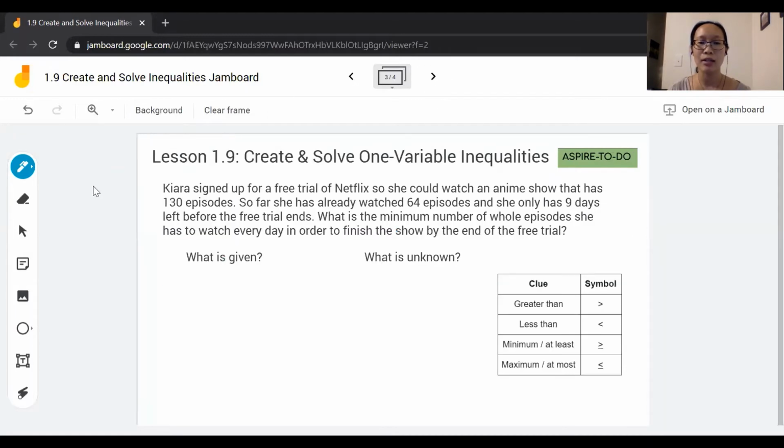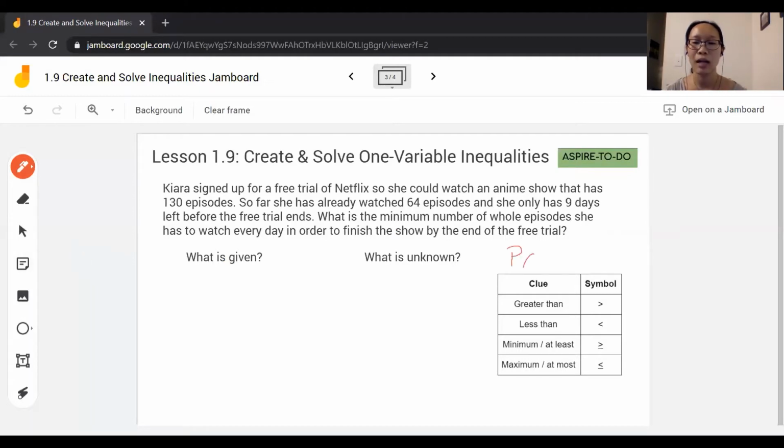Let's apply this to our word problem for today. So Kiara signed up for a free trial of Netflix so she can watch an anime show that has 130 episodes. So far, she has already watched 64 episodes and she only has 9 days left before the free trial ends. What is the minimum number of whole episodes she has to watch in order to finish the show by the end of the free trial?